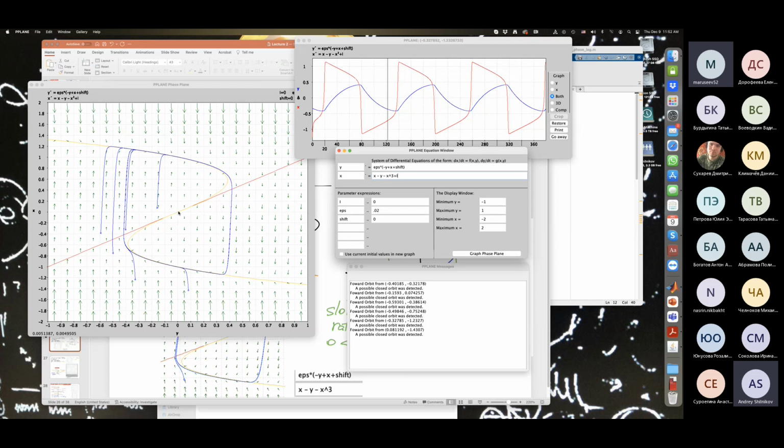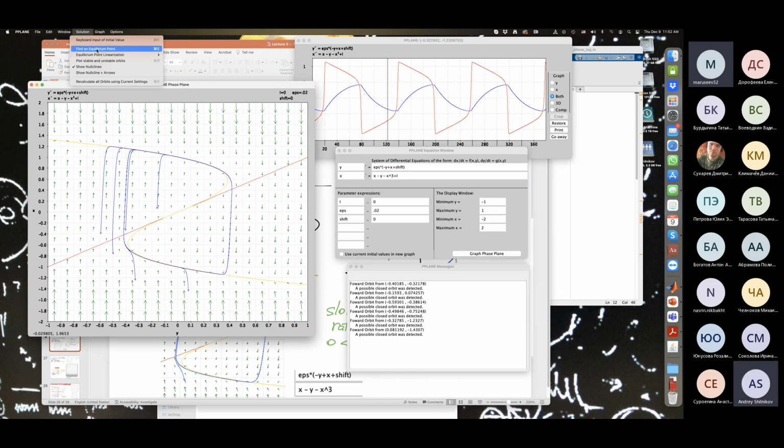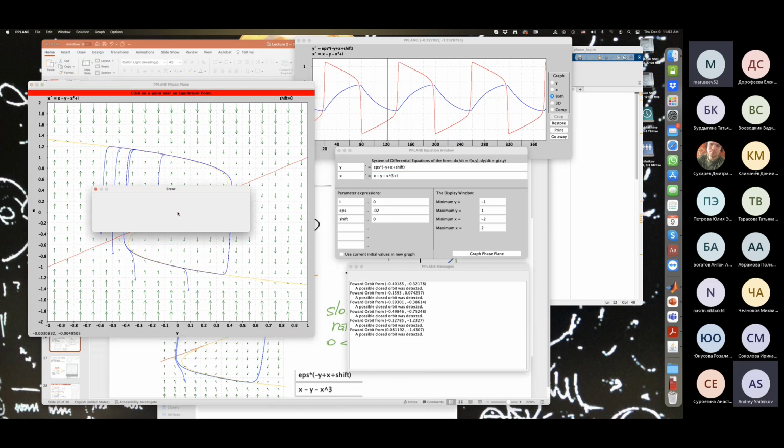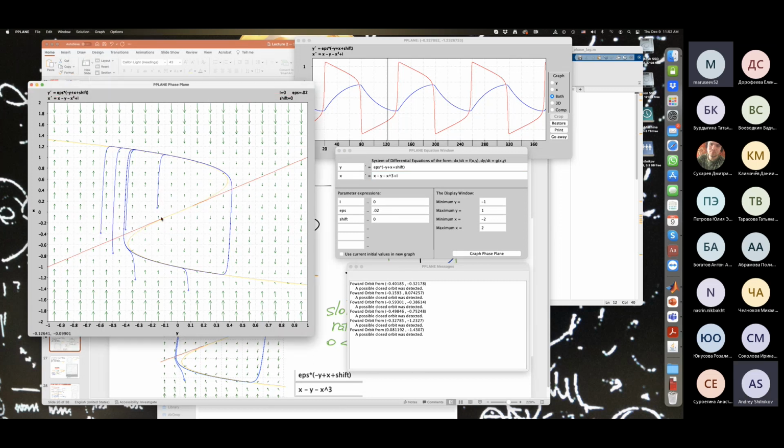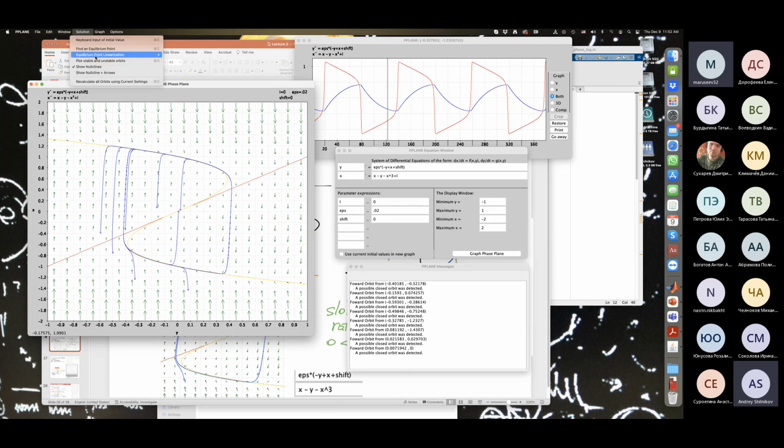Okay, so let's find the eigenvalues at the intersection point. Again, click here, say solution, find the equilibrium state. Okay, around here, it can't find it. Oh, shame on you. No, do it again. That's kind of strange. Find an equilibrium point. Okay.